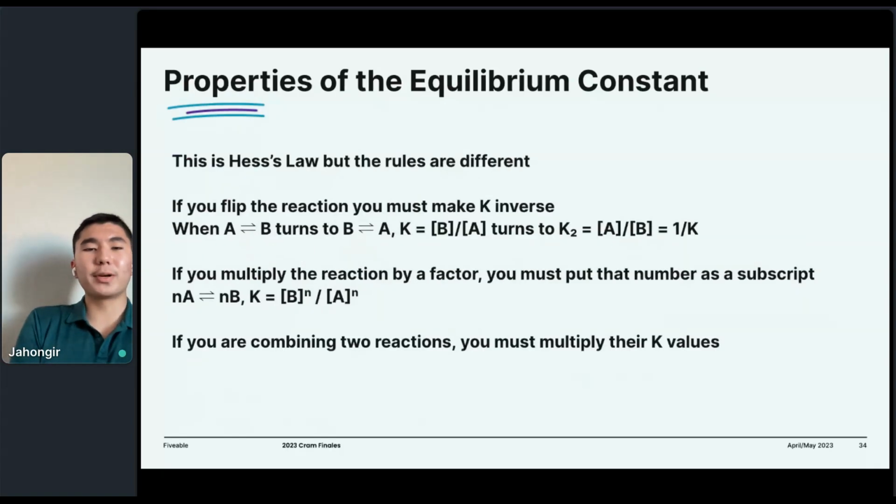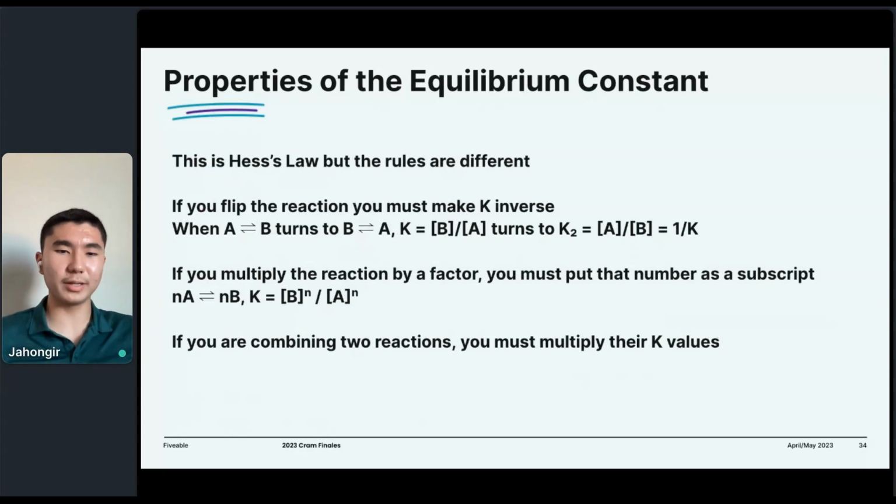So now let's talk about the properties of the equilibrium constant, and I kind of think of this as Hess's law, but it's not, because Hess's law is usually about entropy or enthalpy. So it's kind of the same rules that apply, but they're kind of different. I always think of Hess's law as solving a puzzle, and this is basically solving a puzzle.